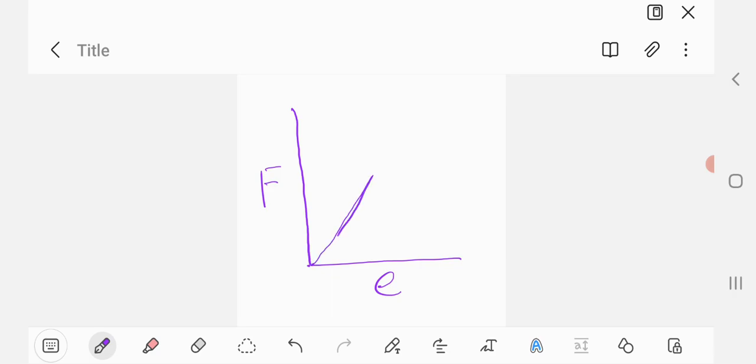For example, if I show you a force-extension graph, guys, a very important thing is how to read the graph. Let's suppose it's a straight line. If the line is straight, it means that force and extension are directly proportional. But after the elastic limit, the line will not be straight. The extension will be more as compared to the force. This point is known as the limit of proportionality.